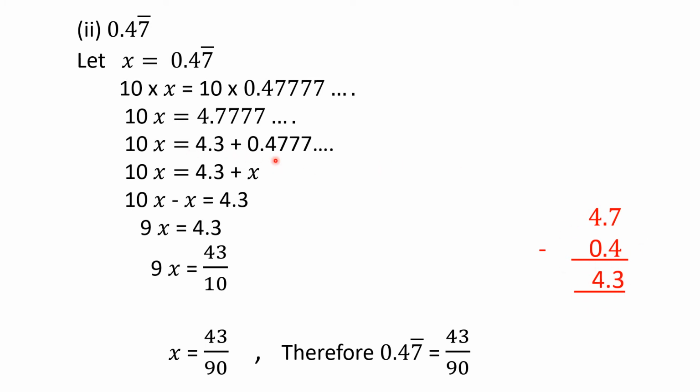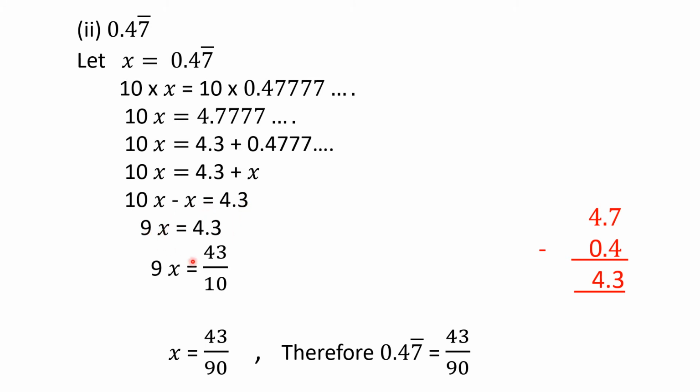So anyway, this one we have split into two parts. Then what we do, we write 10x as it is, 4.3 as it is, and in place of this number we can write x because this is x, right? Now x wants to come to this side because we have to bring all the x together. So 10x minus x becomes 9x, 4.3 becomes 4.3.